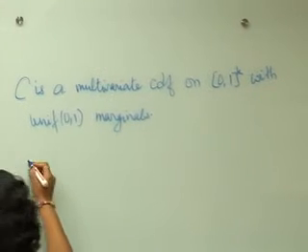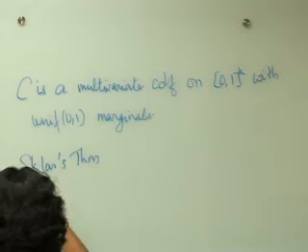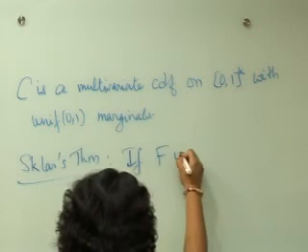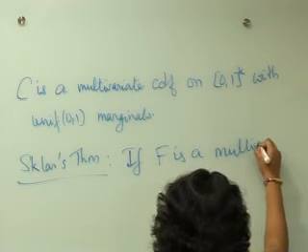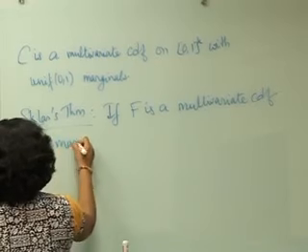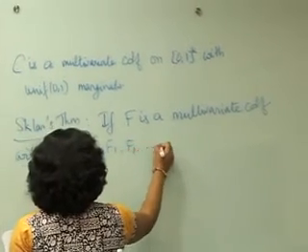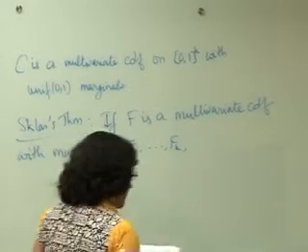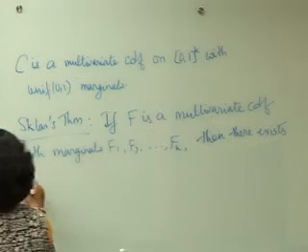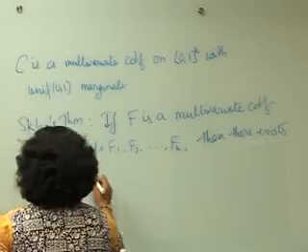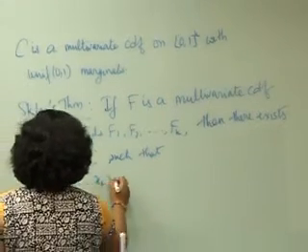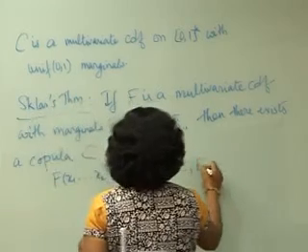Now what is interesting is called Sklar's theorem, which says that what we wanted actually is true: if F is any multivariate CDF with marginals F1, F2, up to Fk, then there exists a copula C, a function with all these properties, which satisfies F of x1 through xk is C of F1(x1) through Fk(xk).